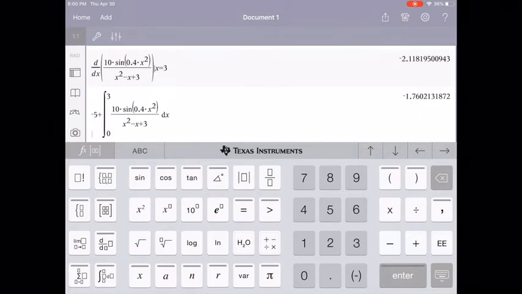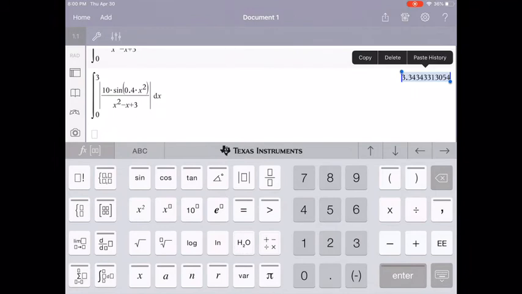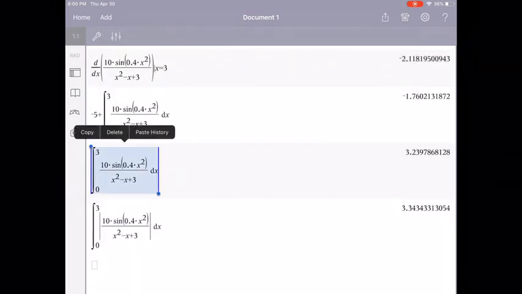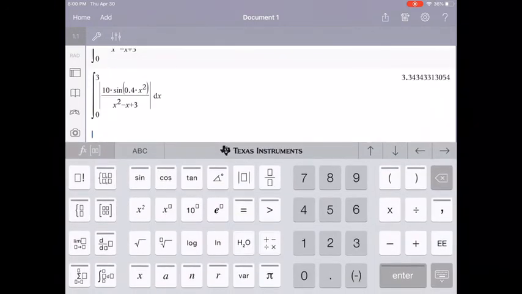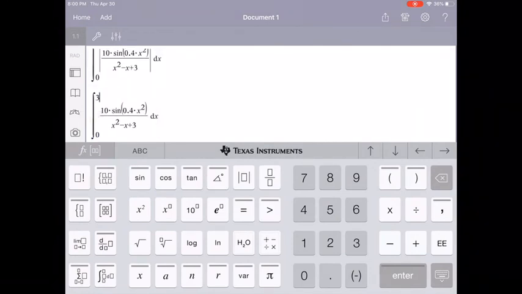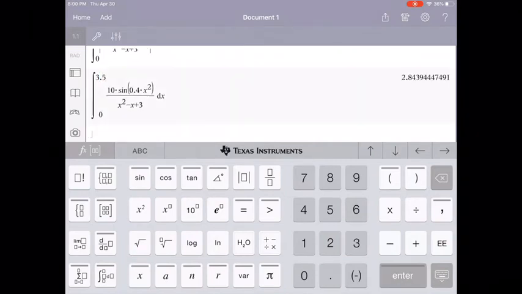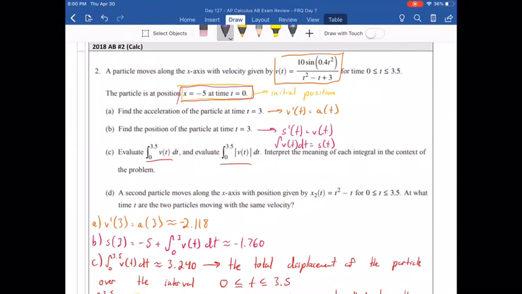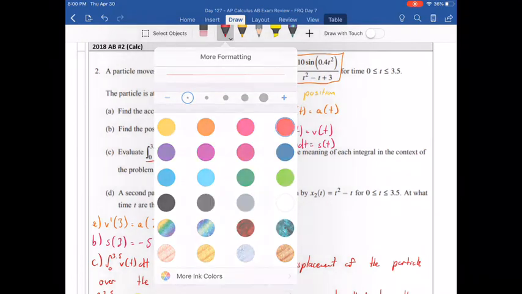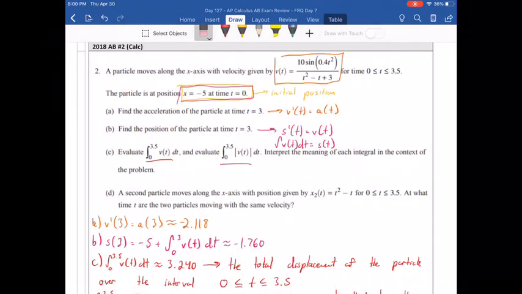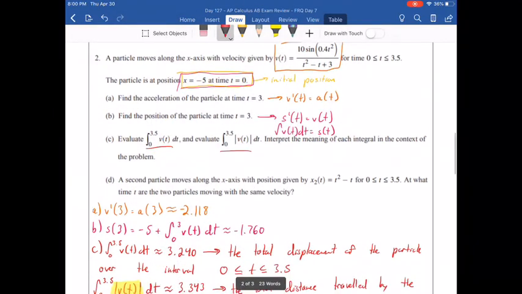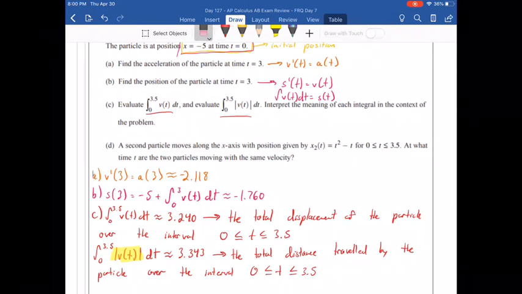Let's fix this here. Copy that, paste that. I forgot that for B, I did it from 0 to 3, not from 0 to 3.5. So 0 to 3.5. Enter. So that's 2.844. So the interpretation is still the same. I just forgot to change that. So, okay, is it 2.844?